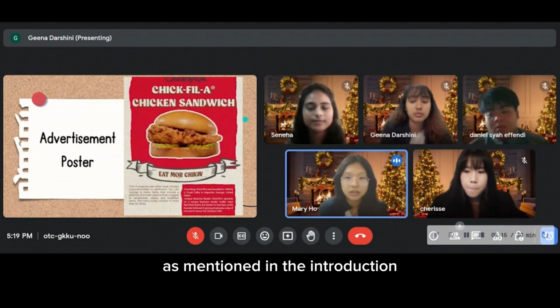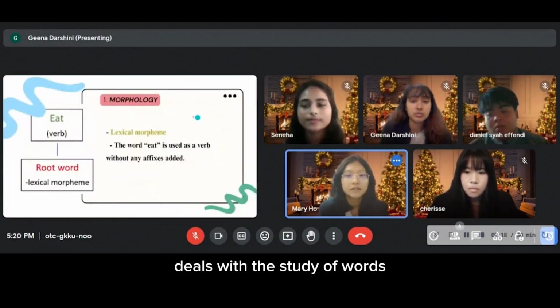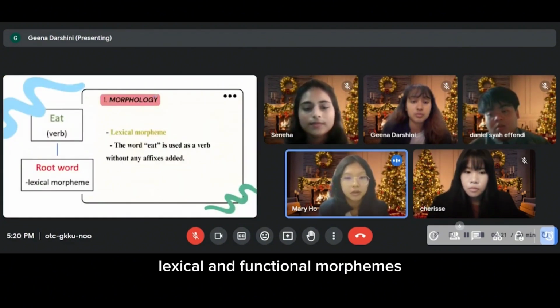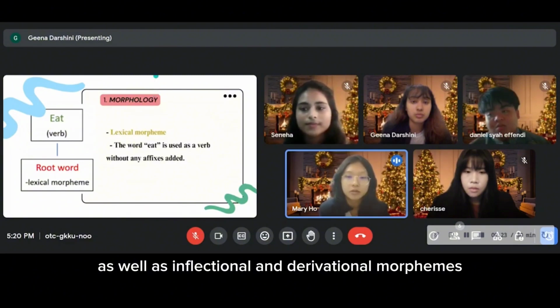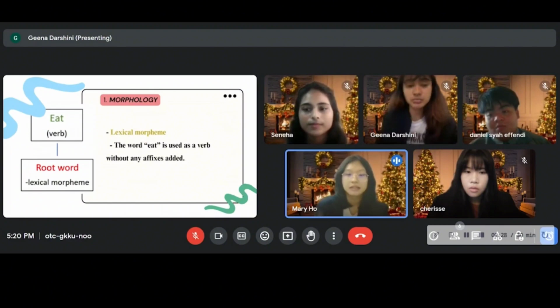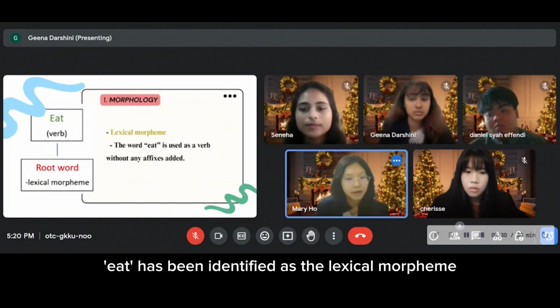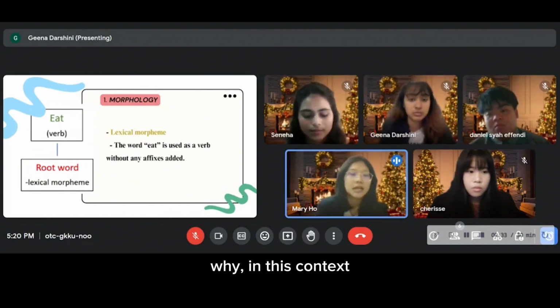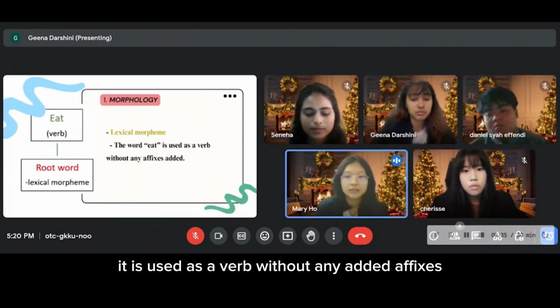Morphology, as mentioned in the introduction, deals with the study of words. Based on this advertisement, lexical and functional morphemes as well as inflectional and derivational morphemes are identified. Let's start with the word eat. Eat has been identified as the lexical morpheme. Why? In this context, eat is used as a verb without any added emphasis.